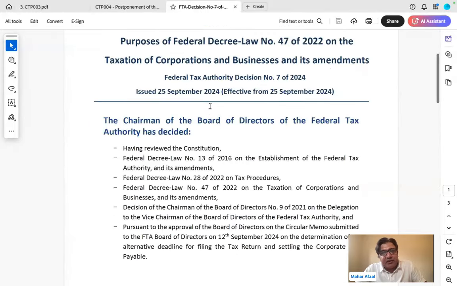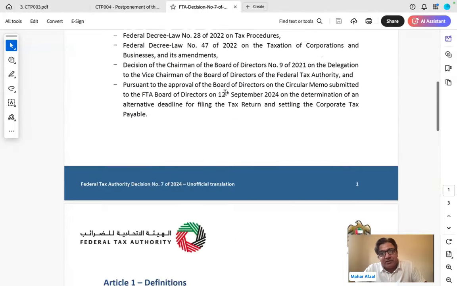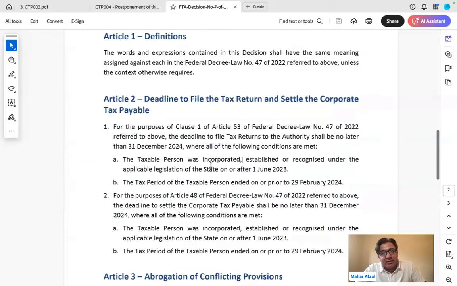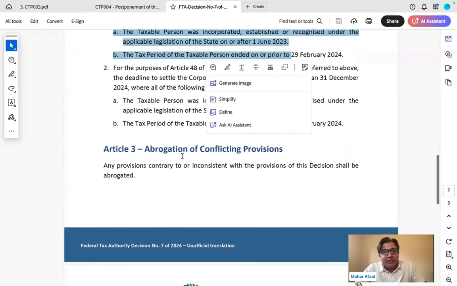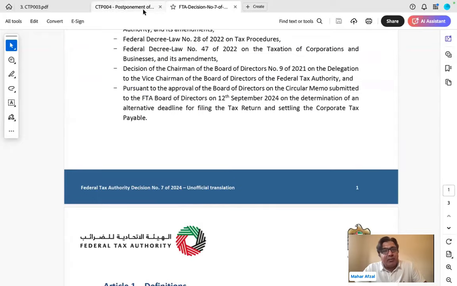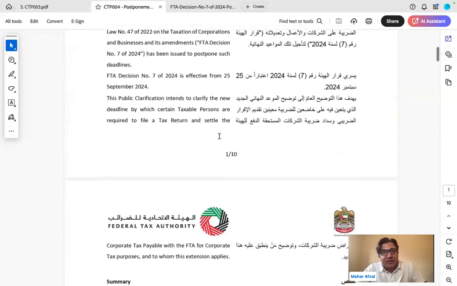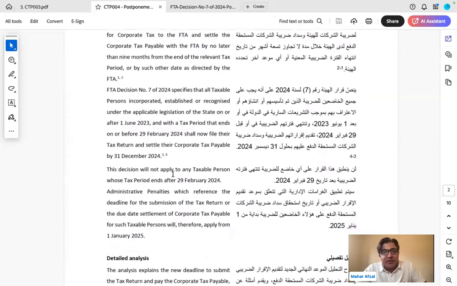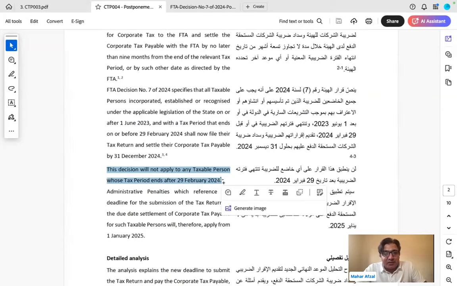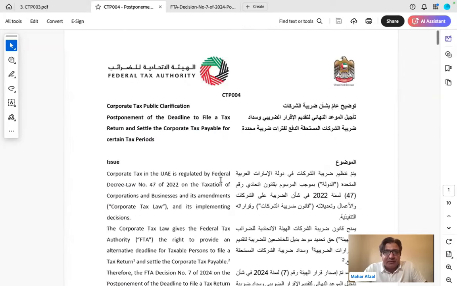Then this is the FTA decision, discussed in the last slide. They have granted an extension, so you can submit the return by 31st December. This is only applicable if your tax period is ending on or prior to 29th of Feb 2024. Then they issued public clarification number 4, in which they clearly said this decision will not apply to any taxable person whose tax period ends after 29th of Feb 2024. This line is important, the rest is as usual.